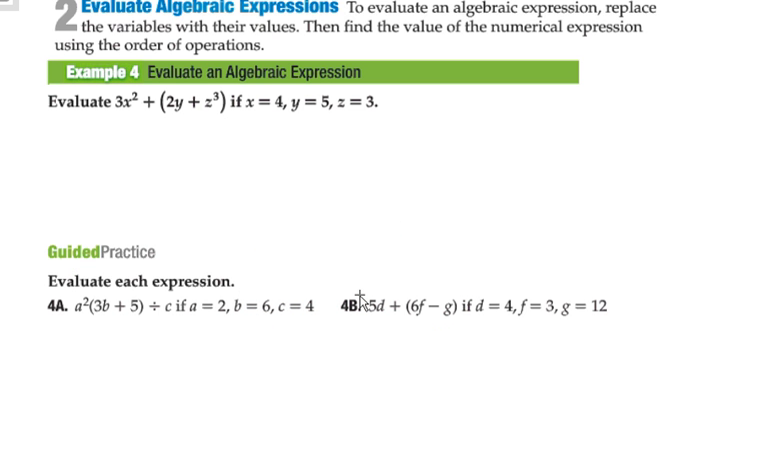Okay, we're evaluating algebraic expressions still, but it says to evaluate an algebraic expression, sometimes we do have to replace the variables with their values. Then we find the value of the numerical expression using that order of operations, which is what we did when we needed to find out the 3 members and 4 non-members.